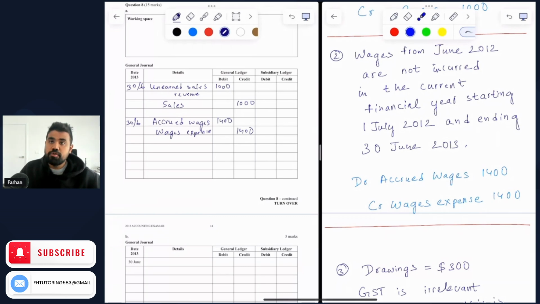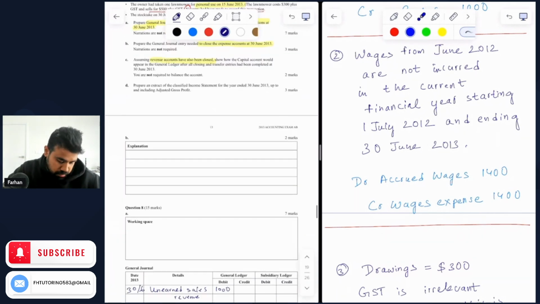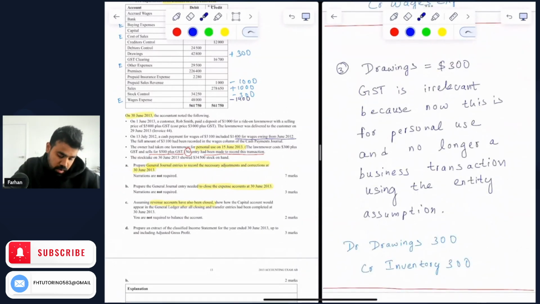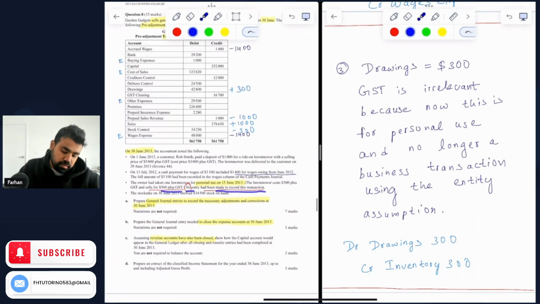All right, so let's move to the third additional information. The owner had taken one lawnmower for personal use on 15 June 2013. This lawnmower costs $300 plus GST and sells for $500 plus GST. No entry had been made to record this transaction.